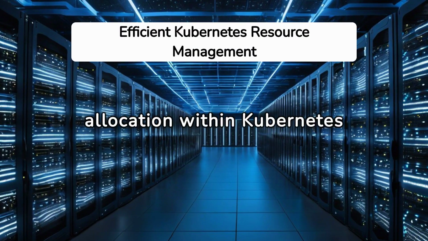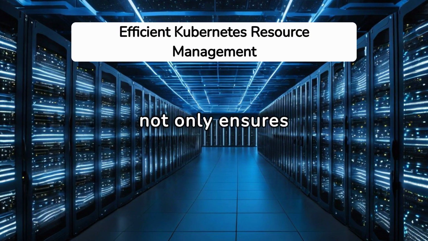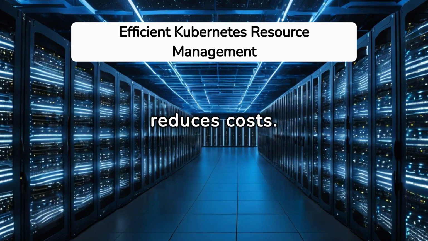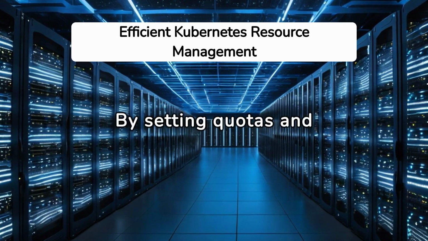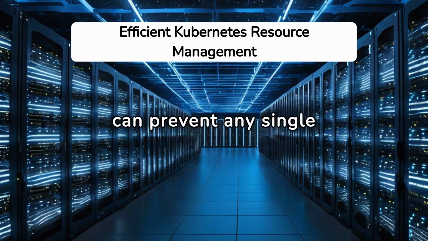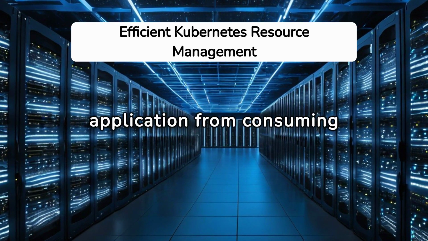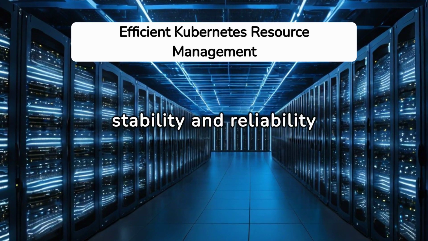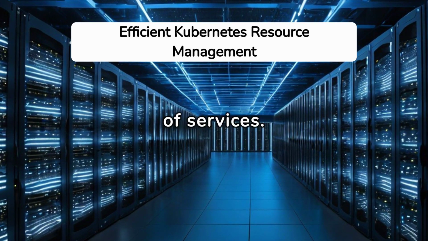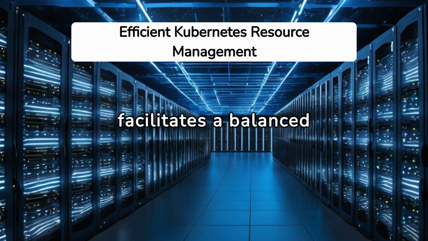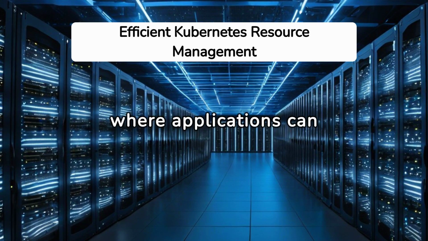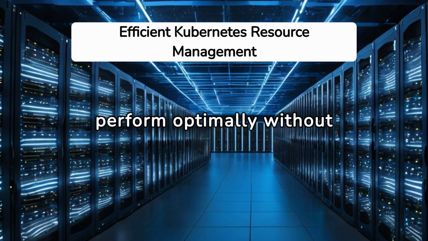Optimizing resource allocation within Kubernetes not only ensures efficient application performance but also reduces costs. By setting quotas and limits, administrators can prevent any single application from consuming disproportionate resources, thereby maintaining the stability and reliability of services. This approach facilitates a balanced distribution of resources, promoting an environment where applications can perform optimally without straining the infrastructure.